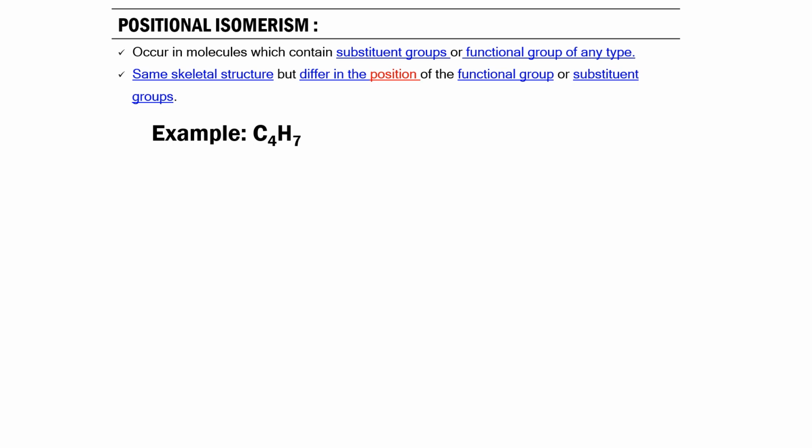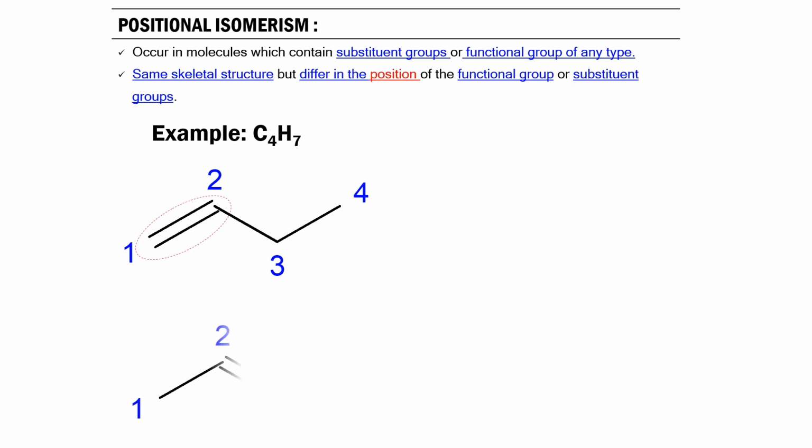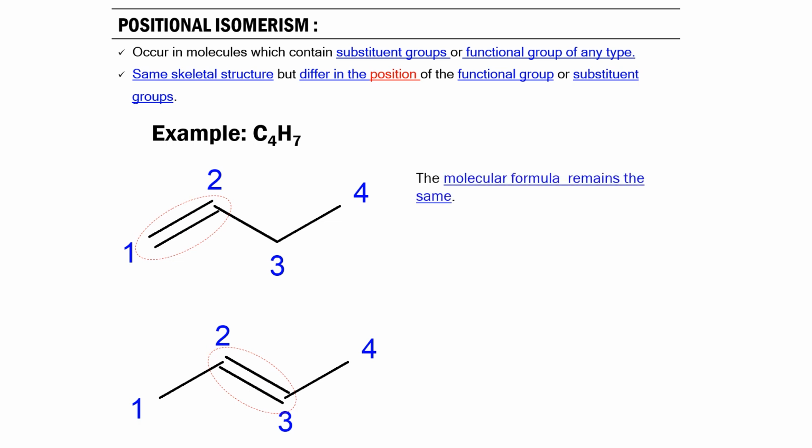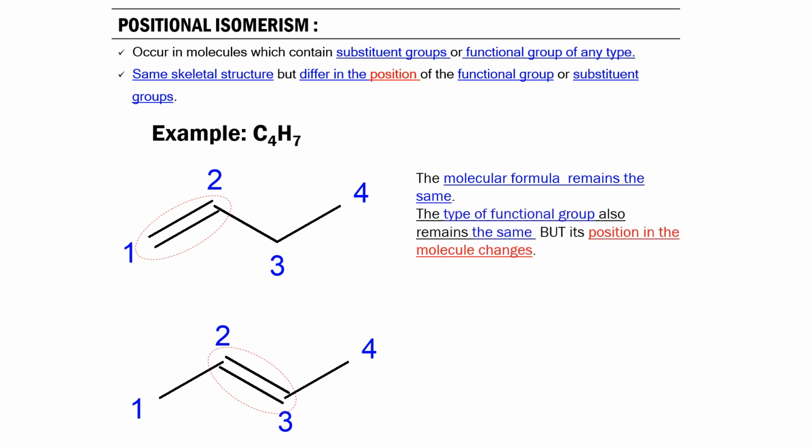For example, let's take C4H7. In the first structure, the functional group, which is a carbon-carbon double bond, is located at the first carbon. In the second structure, the functional group is located at the second carbon. The molecular formula for both molecules remains the same. The type of functional group also remains the same, but the position of the functional group in the molecule changes.